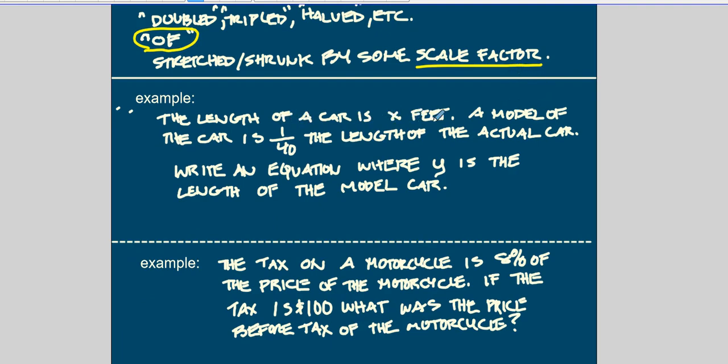The length of the car is x feet. A model of the car is 1/40th the length of the actual car. So that is going to be a shrink, and the word of: the model is going to be 1/40th of the length of the actual car. Write an equation where y is the length of the model car. Well, that's going to be y equals 1/40th, of means times, x. Notice you can also write this as y equals x over 40. I think it's actually more useful to write it this way than the first way, but either one is correct.